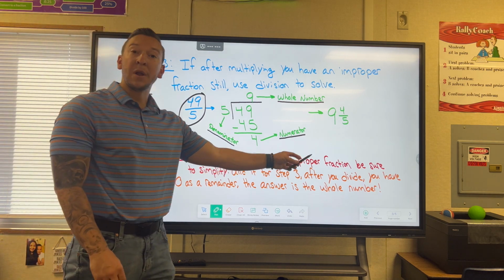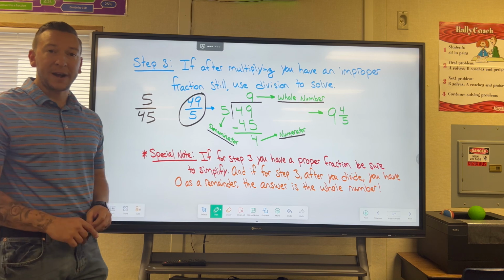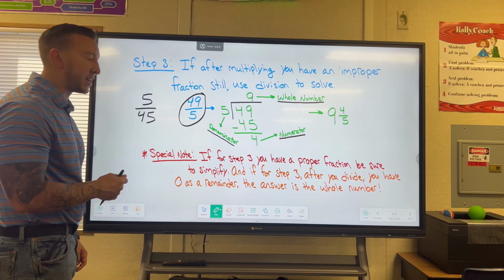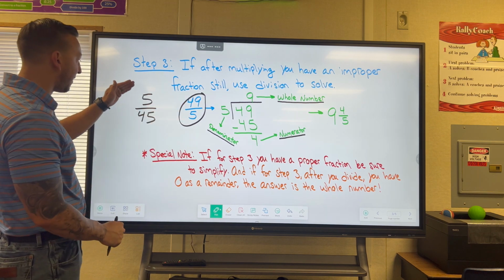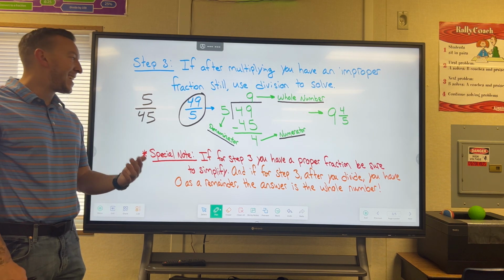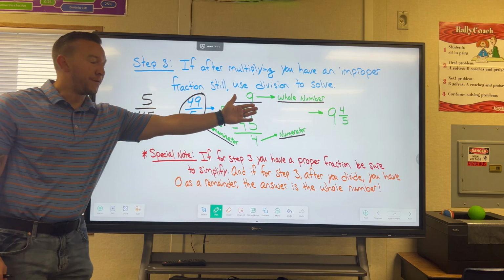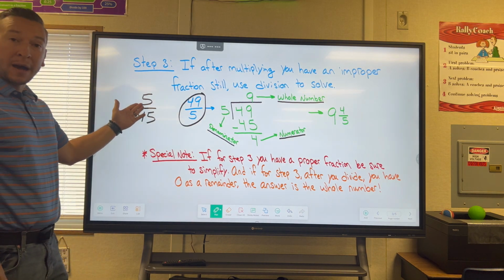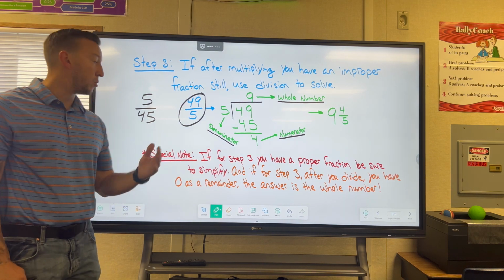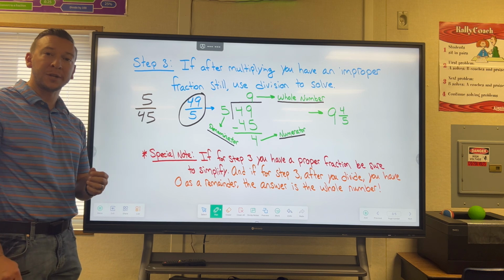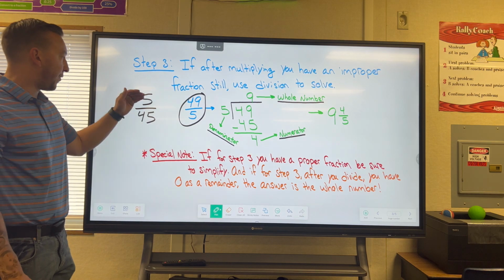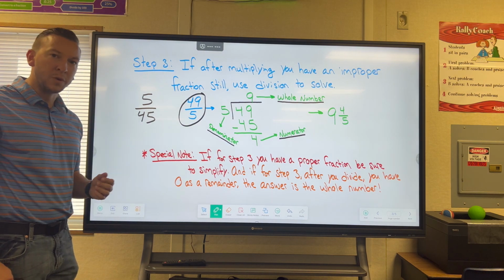If, for step number 3, you have a proper fraction, let's say I multiplied straight across for step number 2, and instead of 49 over 5, I got 5 over 45. This is a proper fraction. I do not need to do division and follow these steps. I'm done. Now, if on a quiz or test, or your teacher tells you to simplify or reduce this fraction, you will need to check to see if it can be simplified or reduced. However, if it is a proper fraction, you would be completed.